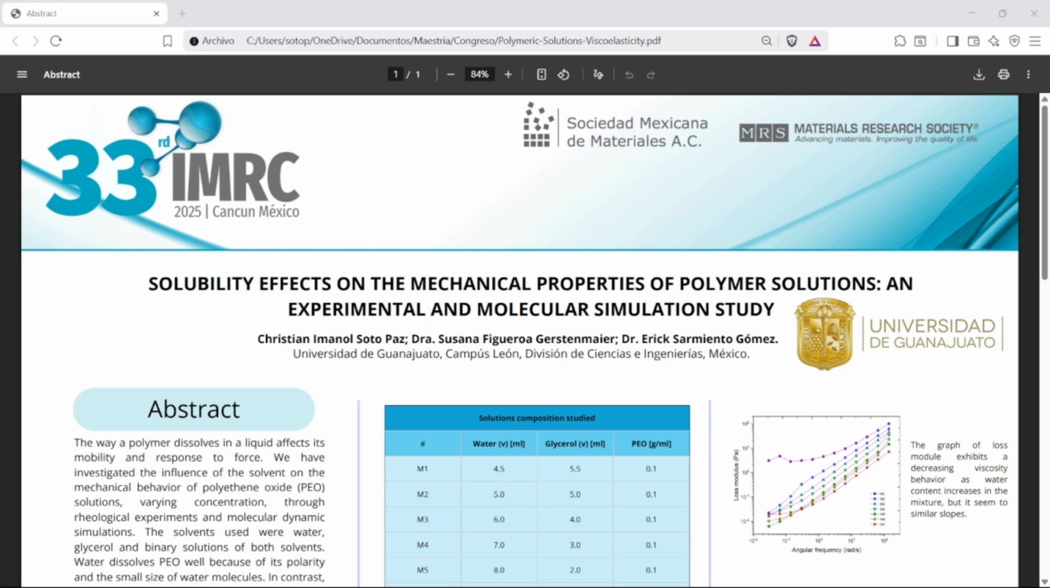This is my project for the International Material Research Congress 2025, and the topic of my project is solubility effects on the mechanical properties of polymer solutions: an experimental and molecular simulation study. I am studying at the University of Guanajuato, so this is my project.